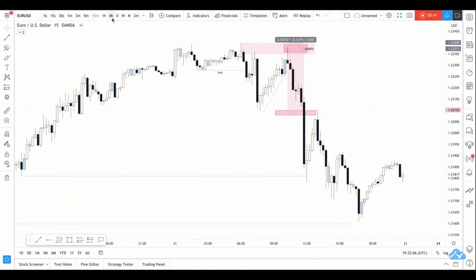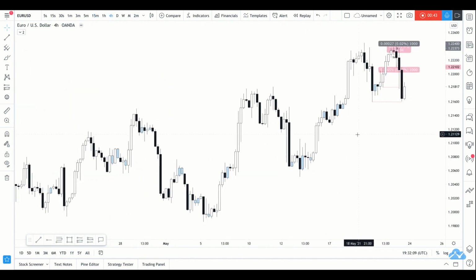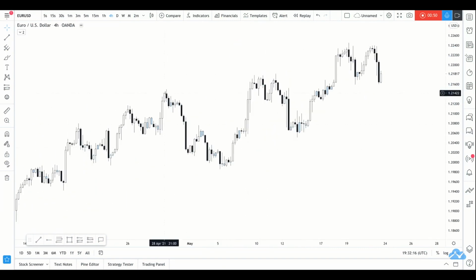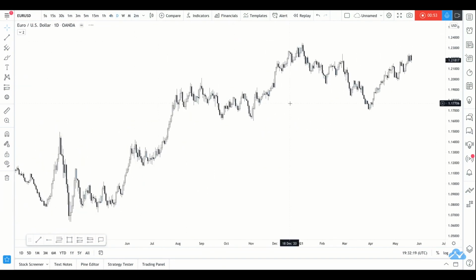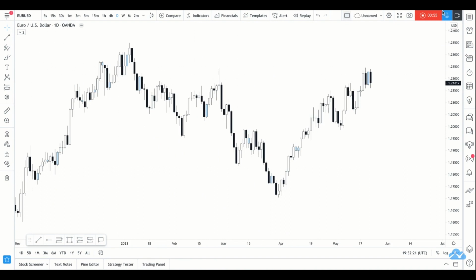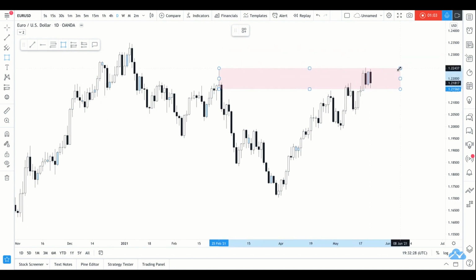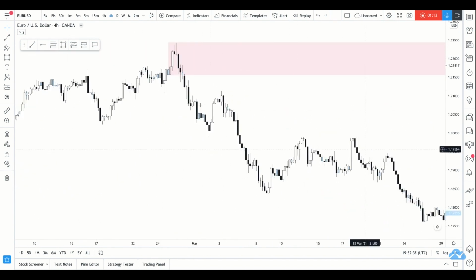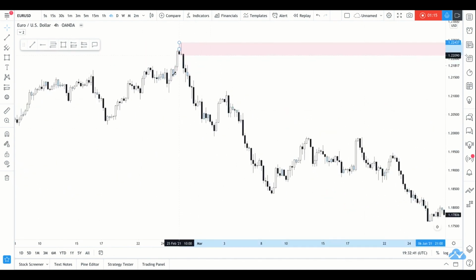Okay, let me start on the 4 hour. Let me hide this real quick. On the daily, there was this order block over here. We were in this daily order block for like 3 days. But if you refine it down to the 4 hours, literally the tip of this. So let's refine that down to like here.